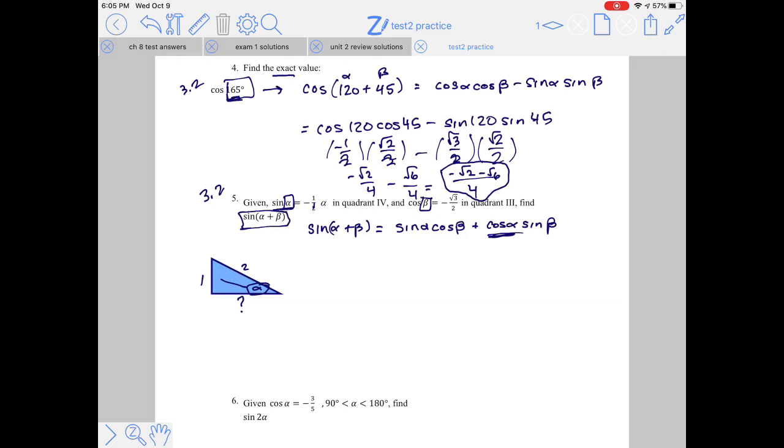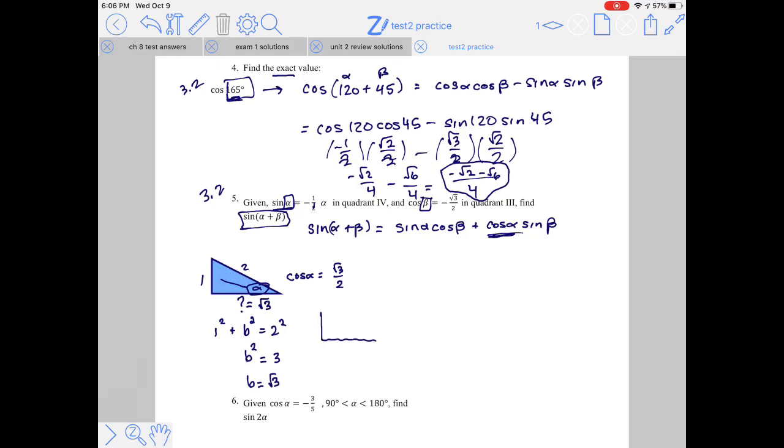Yeah, we're going to have to use the Pythagorean theorem. So 1 squared plus b squared equals 2 squared. So b squared equals 4 minus 1, which is 3. So this side here is the square root of 3. Then cosine alpha is equal to square root of 3 over 2, but now we need to consider where alpha is. It's telling us that alpha is in quadrant 4. If you remember your quadrants, all students take calculus, in quadrant 4 cosine is positive. So I'm going to keep it positive. Cosine alpha is root 3 over 2.